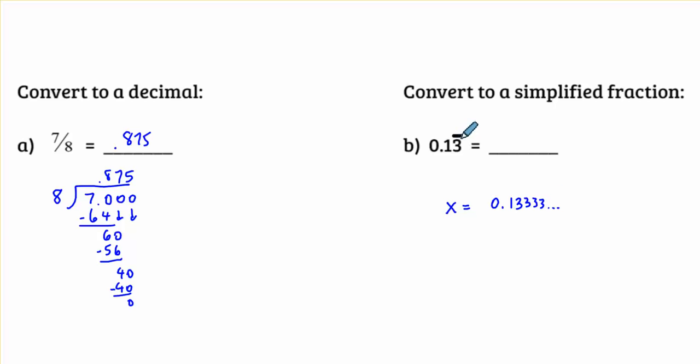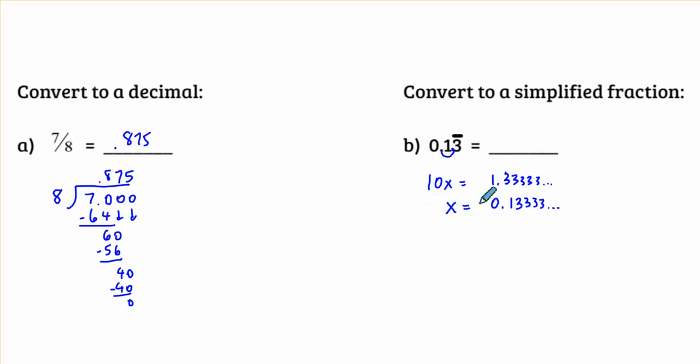I ask myself how many digits are repeating. And in this particular decimal, just 1 is repeating. So that means I'm just going to multiply it by 10 because that is 10 to the first power. When I multiply by 10, it moves the decimal over just once. So now I have 1.33333. So I'm going to line up my decimals and write down a couple 3's so I get the hang of that.